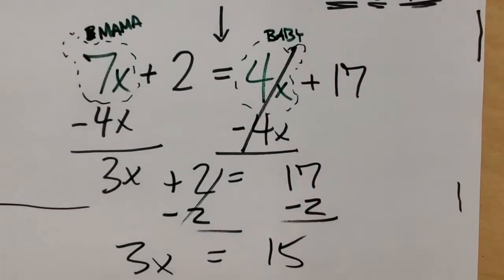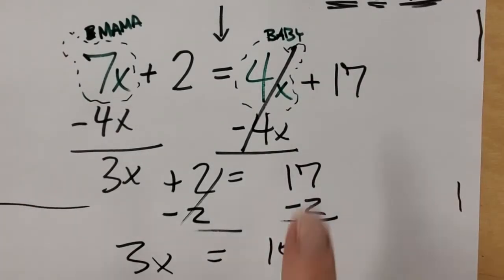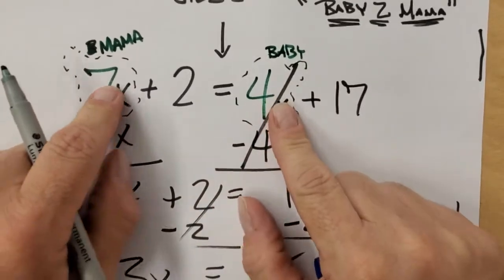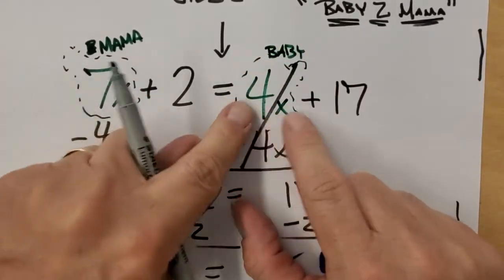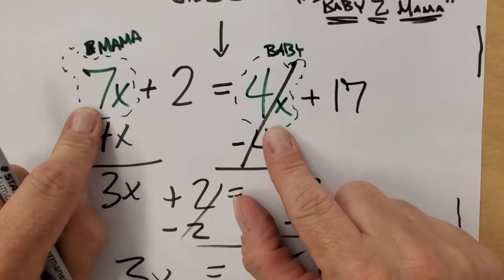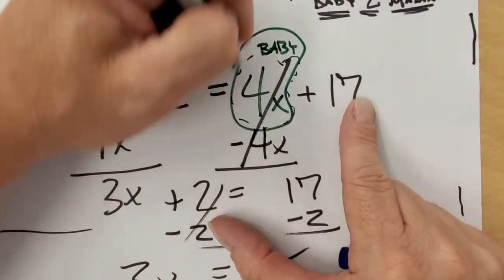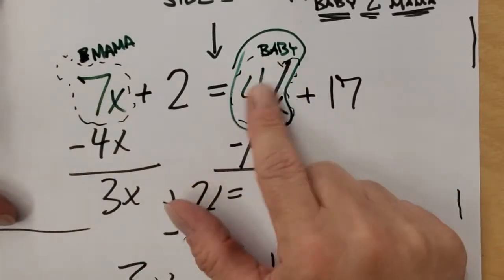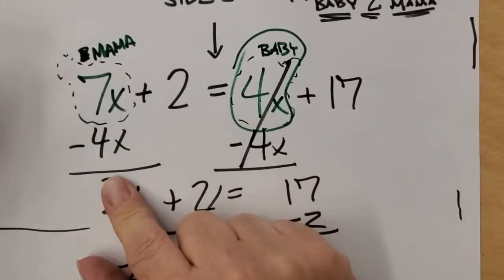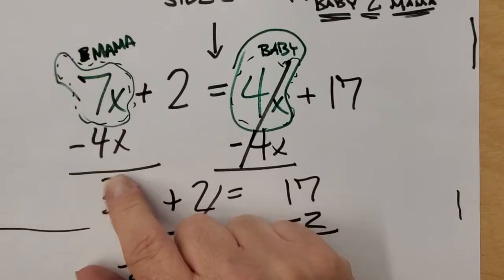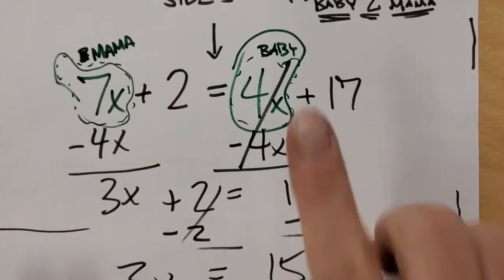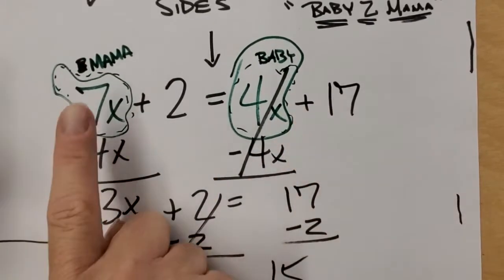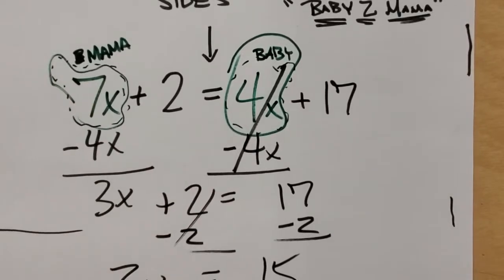So when I say bring baby to mama, I'm referring to the variable terms. The variable term with the smaller coefficient, we're going to call baby. And we're usually going to bring baby over to mama, meaning we're going to make baby cancel. Okay, and I have reasoning for that. Sometimes baby's on the right, sometimes baby's on the left. It just depends on the equation, okay? Let's take a look at another one.